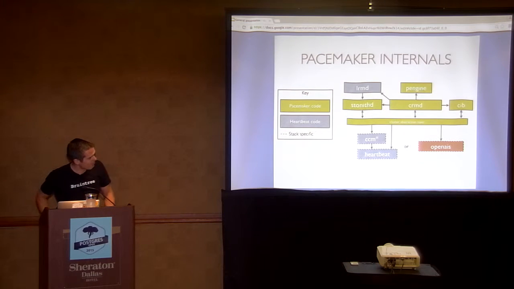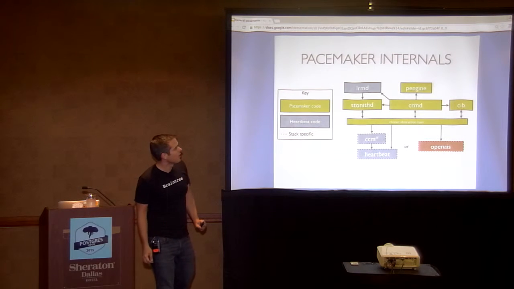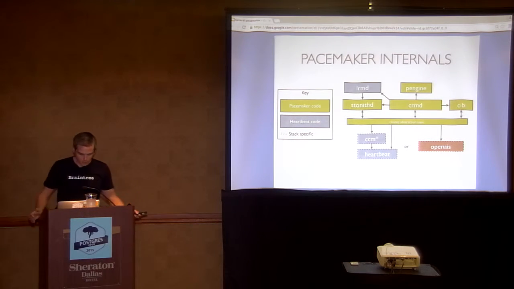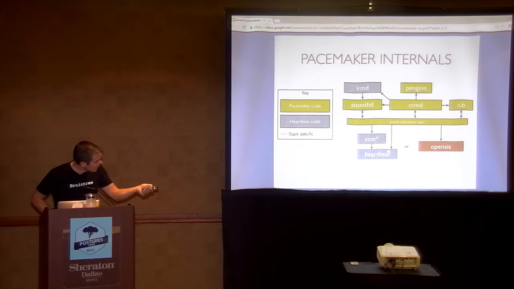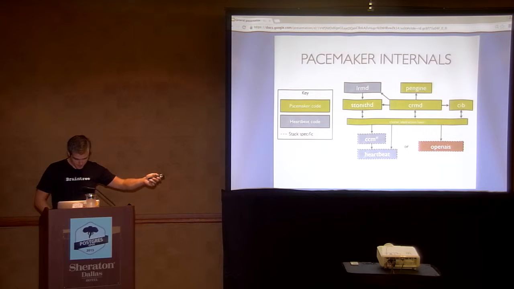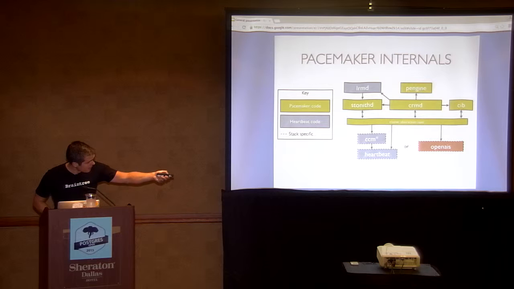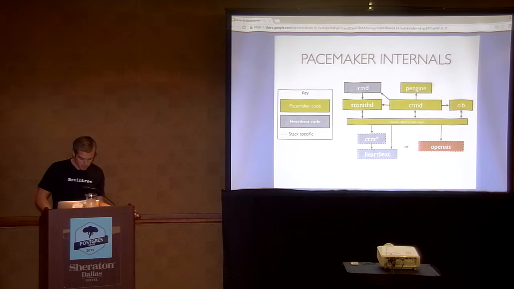So anyway, this is a pretty busy diagram of Pacemaker internals. There's a lot going on here, so I'm just going to explain it piece by piece. Let's see if this pointer works. Yeah? OK. So at the bottom of the stack here, you have the communication layer, and you can choose your stack with Pacemaker. We've chosen to use CoroSync, which is a derivative of OpenAIS. CoroSync provides membership, so a list of peers, messaging, the ability to talk to processes on those peers, and quorum.